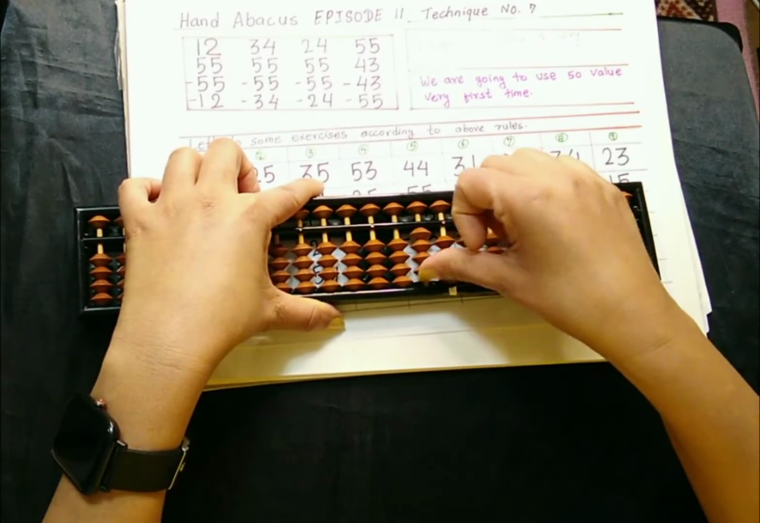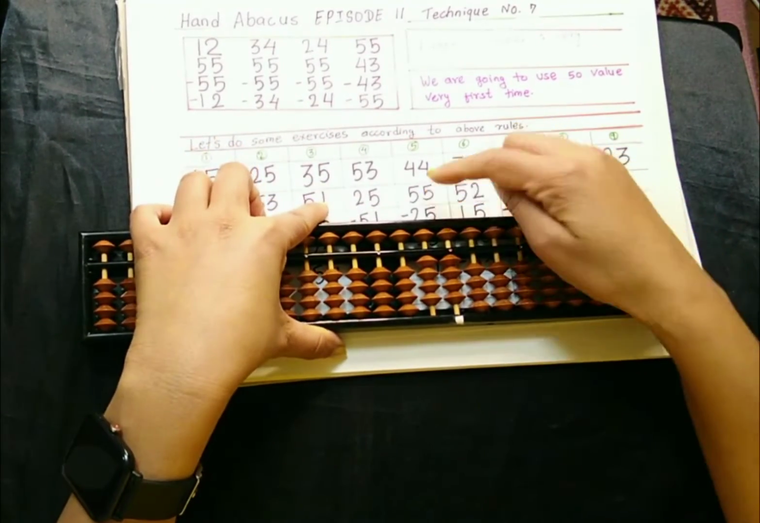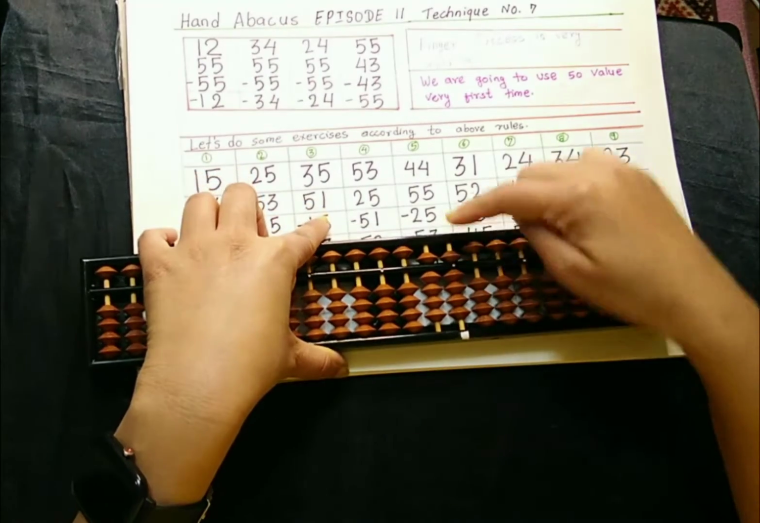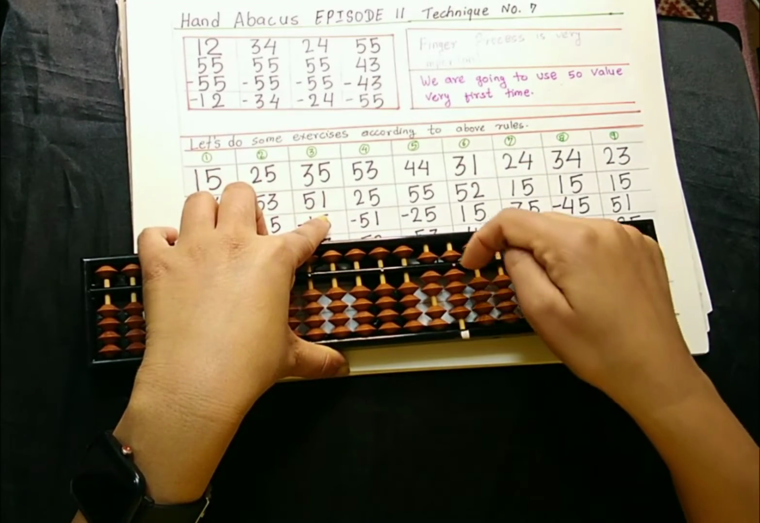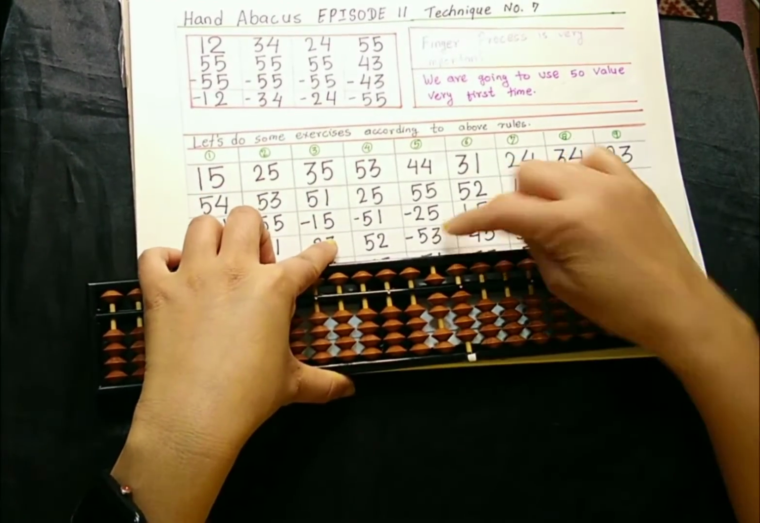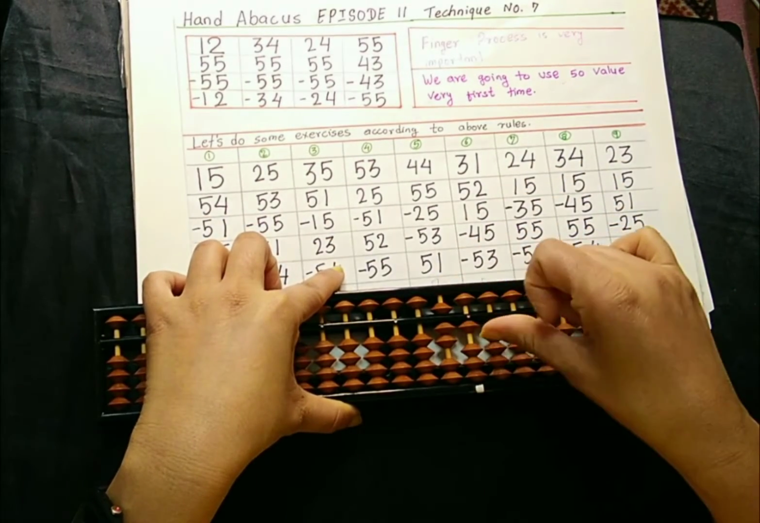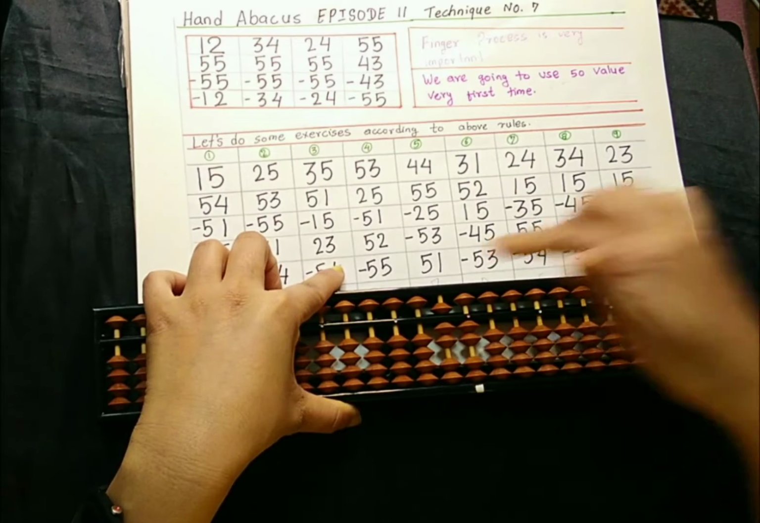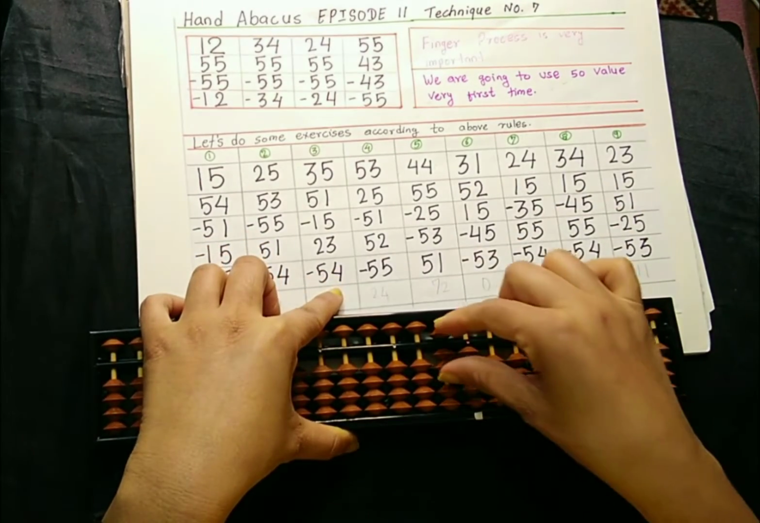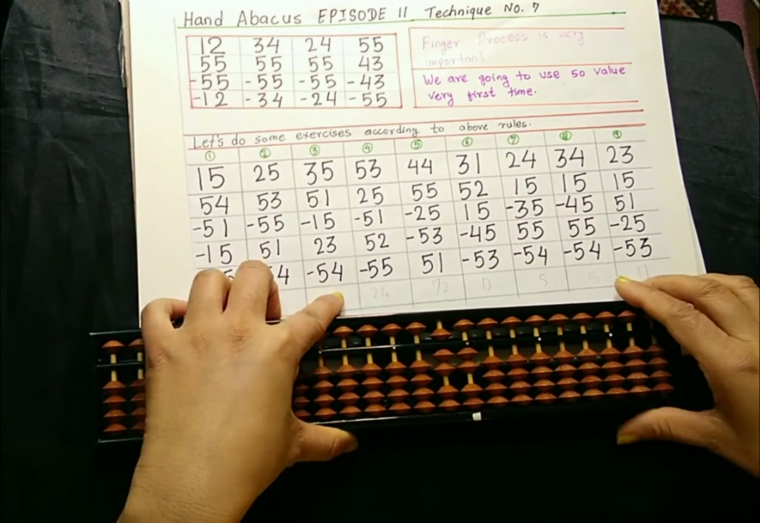Add 44. Add 55. Reduce 25. Reduce 53 and add 50 and 1, 51. Your answer 72.